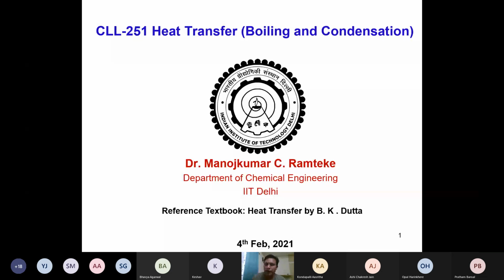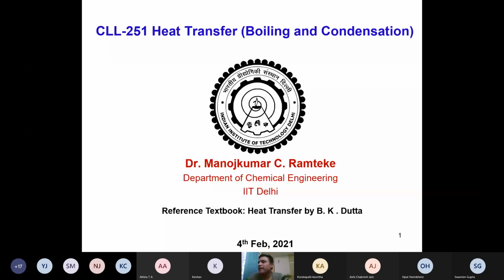So there are three main regions: interfacial evaporation, nucleate boiling, and film boiling. Interfacial evaporation is there when the degree of superheat or the excess temperature ΔT is in the range of 0 to 2, isn't it? So it is above the saturation temperature, but only a maximum of 2 degrees above the saturation temperature. We see the interfacial evaporation, where mostly the evaporation takes place from the surface of the fluid.